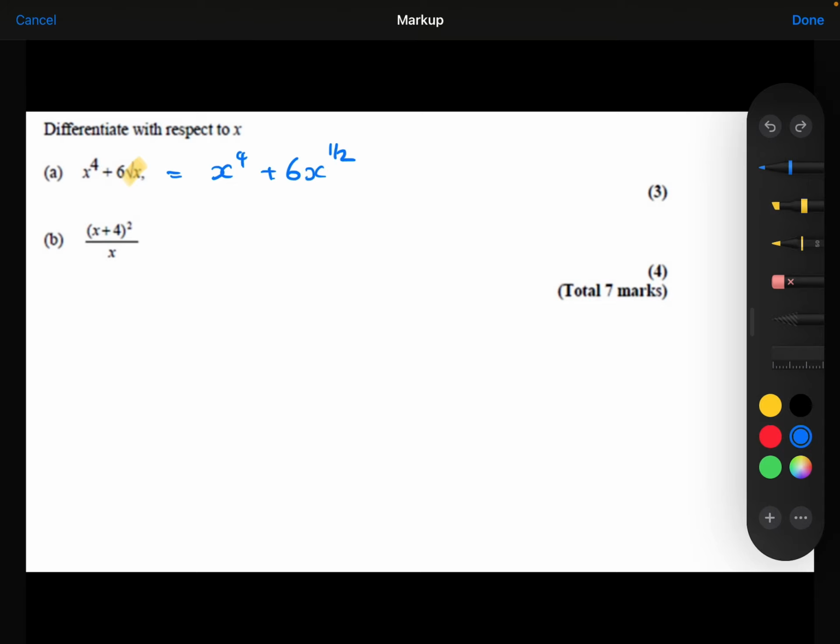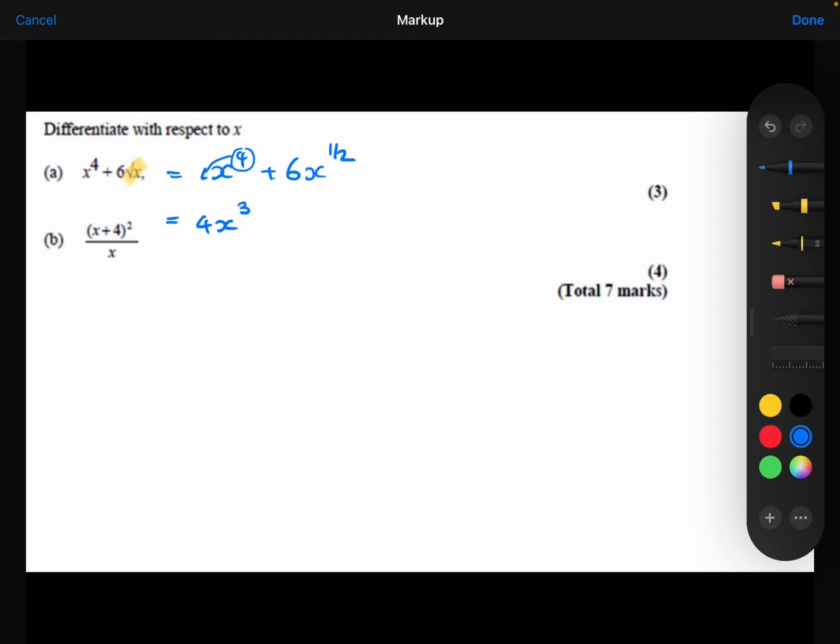Now I've written it like that, I can differentiate. So when I differentiate, I'll multiply by the power and take 1 away from the power. So differentiating the x to the power 4, I will multiply by the 4 and then take 1 away from the 4 to get 4x cubed.